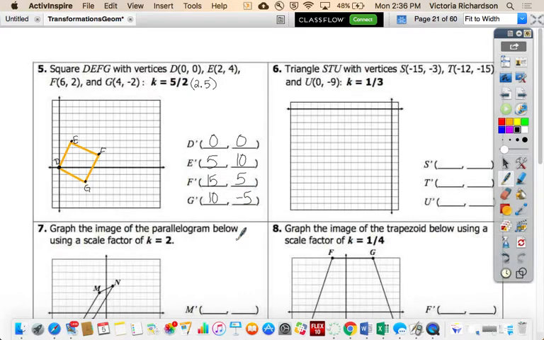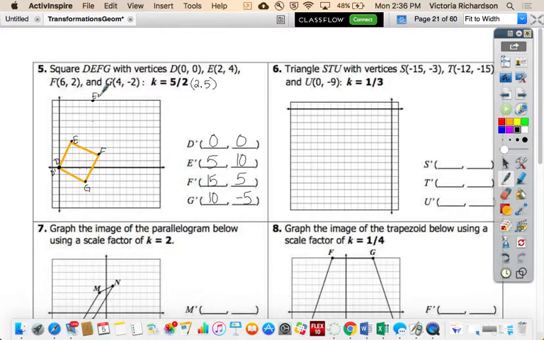Now I can plot my new points, which also are at 0, 0. Now this is D prime. 5, 10. So 1, 2, 3, 4, 5. 1, 2, 3, 4, 5, 6, 7, 8, 9, 10. All the way at the top. That's E prime.